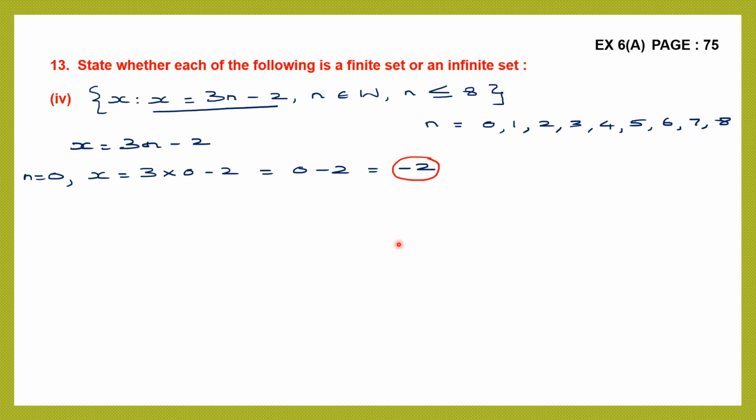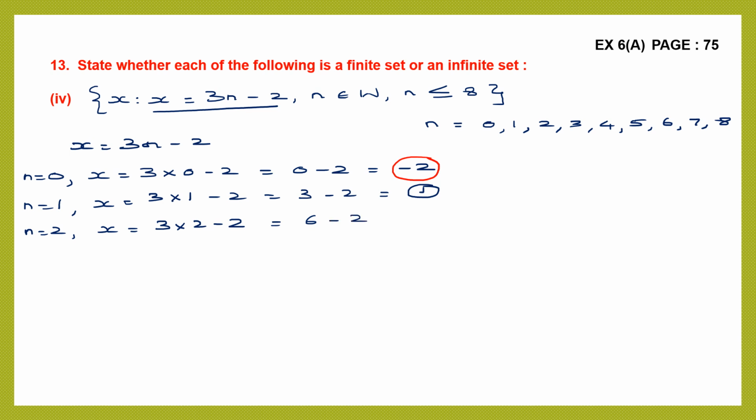Then we finish taking 0, let's take 1. So when n is equal to 1, x is equal to 3n, remember? So 3 into 1 minus 2. 3 ones are 3, minus 2 is 1. So we have the next element. Next, we'll take 2. When n is equal to 2, x is equal to 3n. That means 3 into 2 minus 2. That will be equal to 6 minus 2. 3 twos are 6, minus 2, which is 4. So we've got our next element.